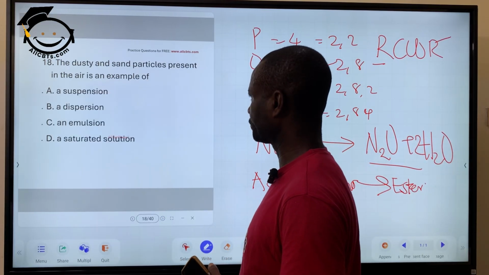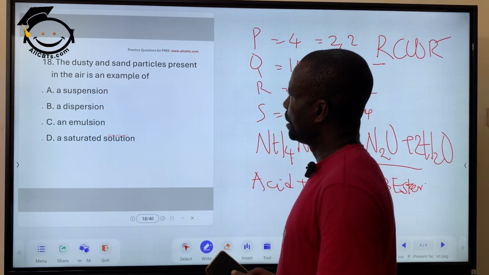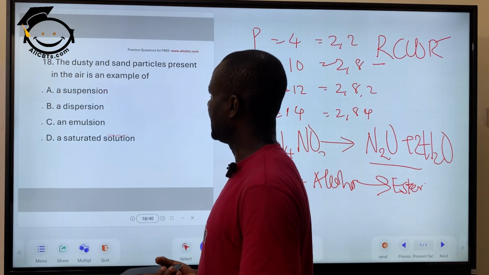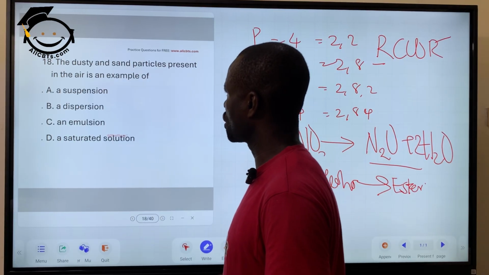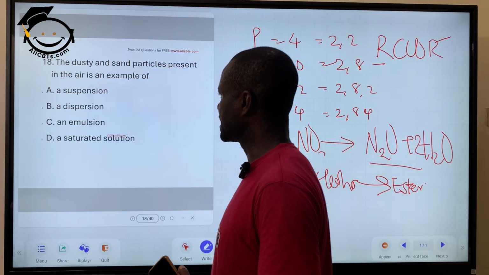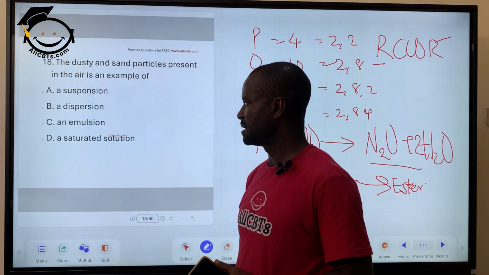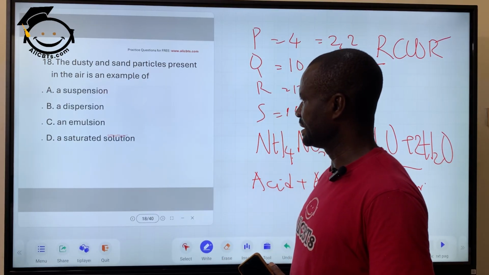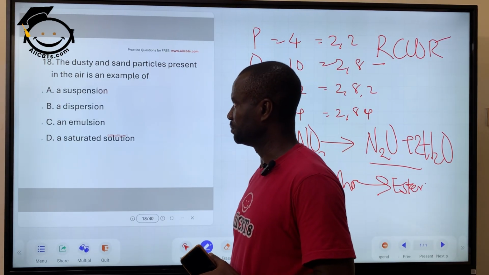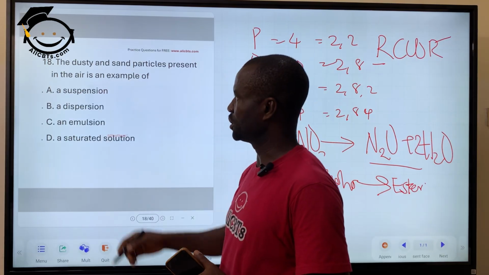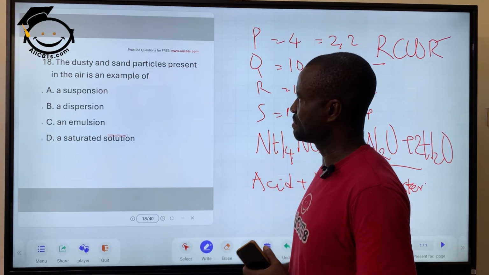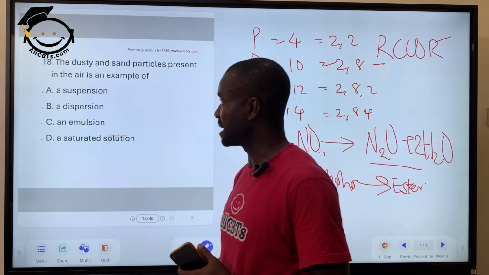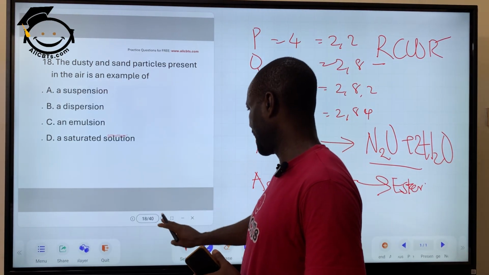Number 18. The dust and sand particles present in the air are an example of A, a suspension, B, a dispersion, C, an emulsion, and D, a saturated solution. The correct answer is suspension. These are particles of sand suspended in air. So the process is known as what? Suspension.